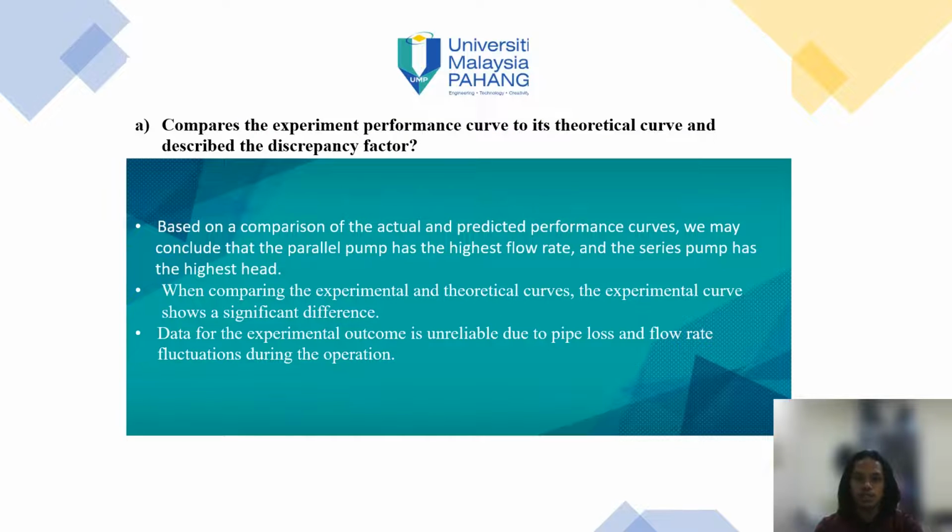Okay, this is the first question. Question A is to compare the experiment performance curve to its theoretical curve and describe the discrepancy factors. Based on a comparison of the actual and predicted performance curves, we may conclude that the parallel pump has the highest flow rate and the series pump has the highest head. When comparing the experiment and theoretical curves, the experiment curve shows a significant difference. Data for the experiment outcome is unreliable due to pipe loss and flow rate fluctuation during the operation.